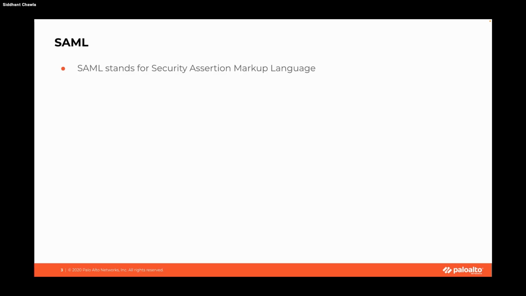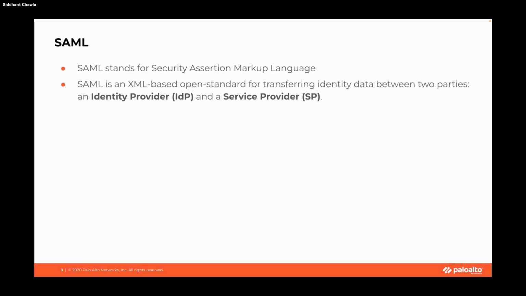So SAML stands for Security Assertion Markup Language. It's an XML-based open standard for transferring identity data between two parties, which is an identity provider and a service provider. When we talk about GlobalProtect, service provider is always the firewall where we have portal and gateway configured, and the identity provider is a third party IDP that could be Okta, Azure, or any other identity provider.